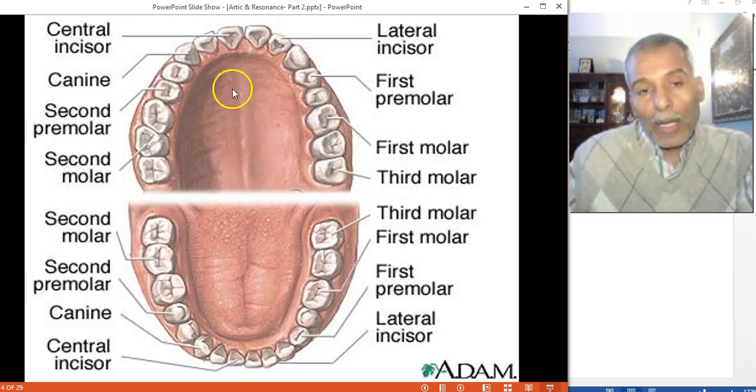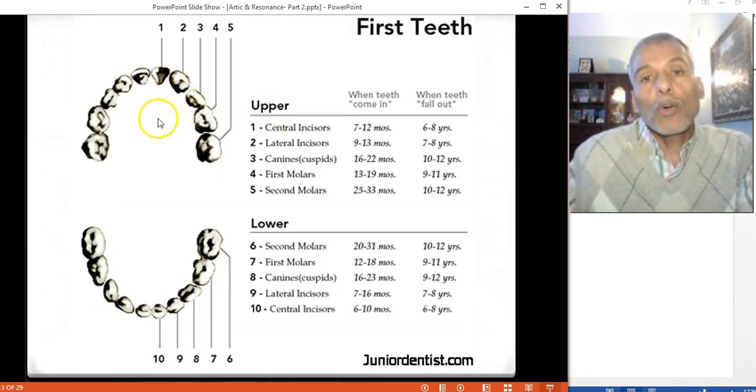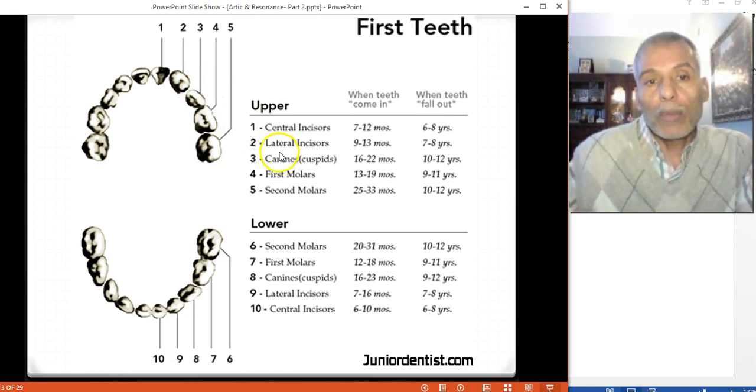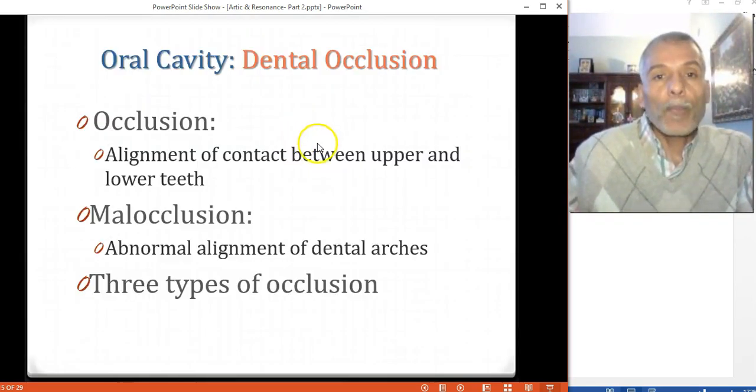What teeth does the adult arch have, or the permanent arch? What teeth does this one have that are not part of the deciduous arch? So identify them. You know, basically it's an easy job. You should be able to identify them.